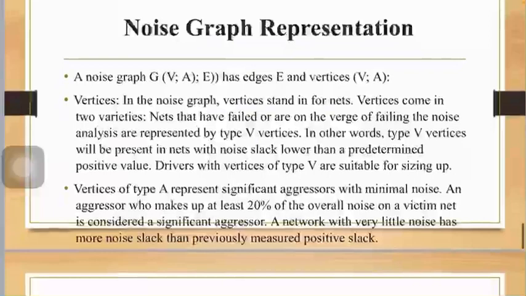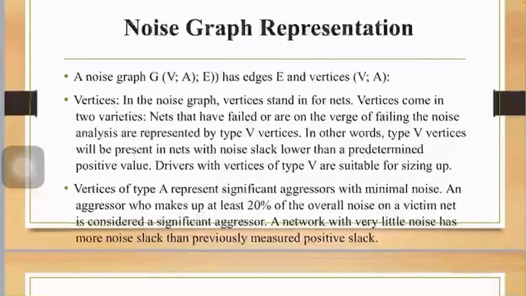Here is the noise graph representation, the way our noise graph is represented. A noise graph G with V, A and E has edges E and vertices. In the noise graph, vertices stand in for nets. Vertices come in two varieties. Nets that have failed or are on the verge of failing the noise analysis are represented by type V vertices. In other words, the type V vertices will be present in nets with noise slack lower than a predetermined positive value.